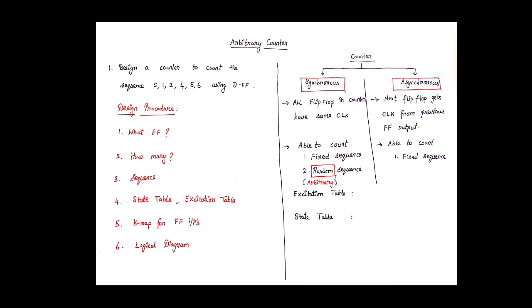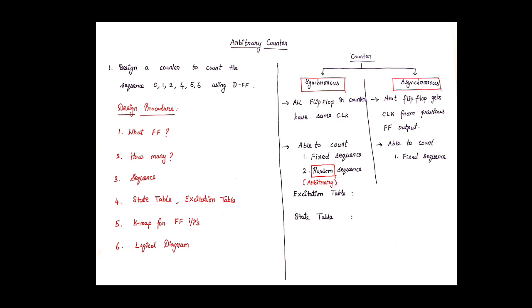A fixed sequence means up counter and down counter are examples of a fixed sequence. If I say it is a 3-bit up counter, then we go from 000 to 111, that is a normal 3-bit up counter. After 000 comes 001, after 001 comes 010. Therefore you can predict the sequence, that is called a normal fixed sequence. If it is a random sequence, the order of the sequence cannot be predicted.